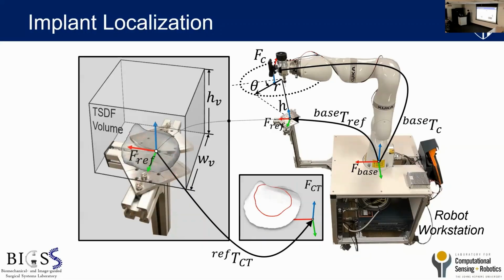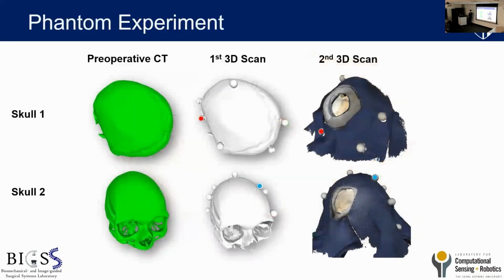And this implant can be registered to the CT space. Therefore, the cutting toolpath that we generated now can be transformed to the robot space to resize the implant. And we conducted phantom experiments and cadaver experiments, and we used reattachable fiducial markers for registration to address the draping issues. And as you notice, the first scan of the plastic skulls is almost identical to the CT model.